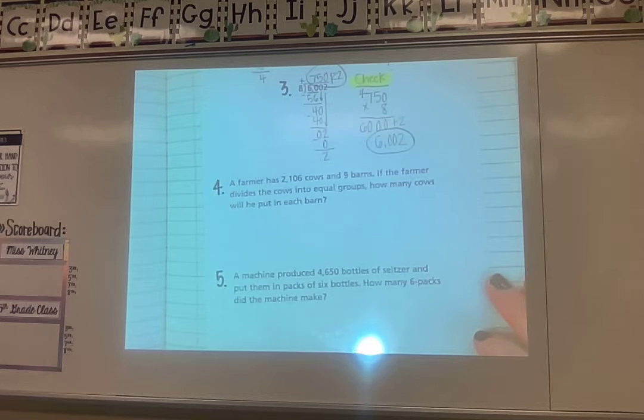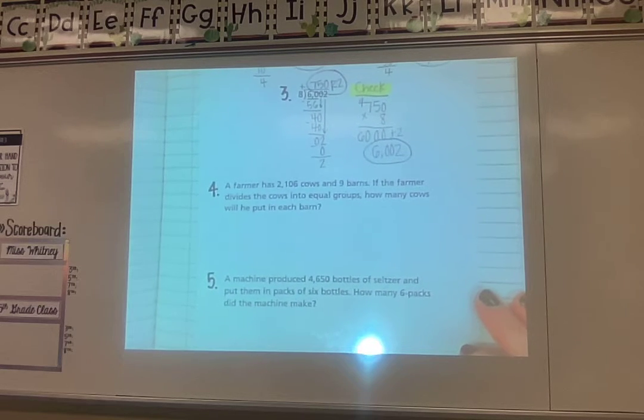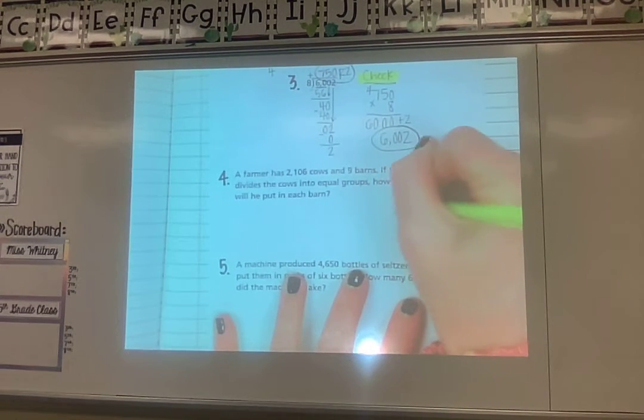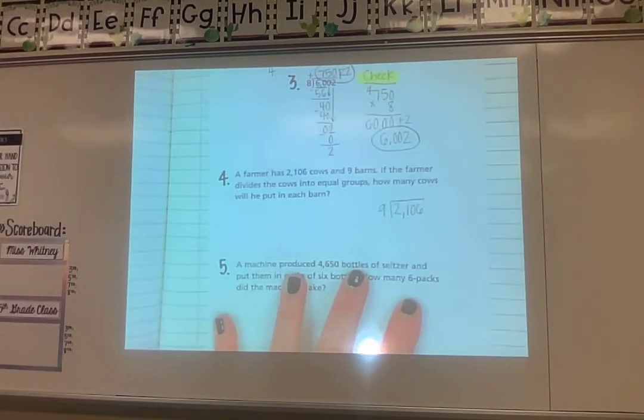We know they have to be division because remember, Unit 5 is all dividing, so that makes my choice easy. Number 4 says, a farmer has 2,106 cows and 9 barns. If the farmer divides the cows into equal groups, how many cows will he put in each barn? All right, so he's taking his 2,106 cows and dividing them into 9 barns.